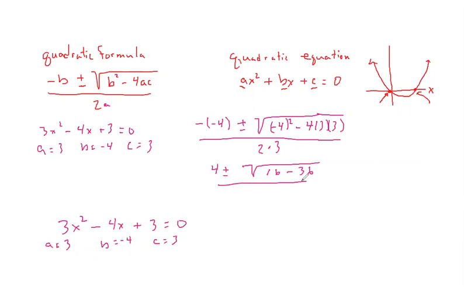Now, at this point, you're probably seeing a problem. 16 minus 36 is negative 20 under the square root. I've got a negative 20, and your calculator should say error when you plug that in. Or maybe it'll say not real or non-real answer or something like that. You see, I can't take the square root of a negative number.